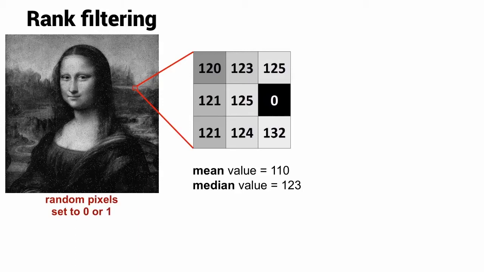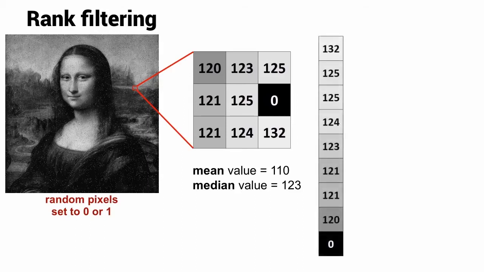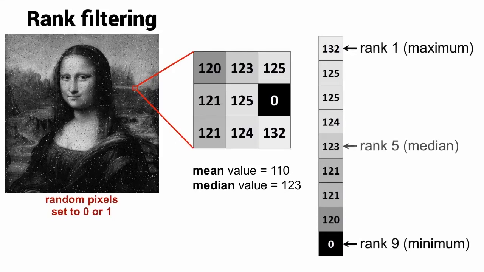How do we compute the median? Well, the simplest way to compute the median is to take all the values within this 3x3 window and stack them up from the largest through to the smallest. We're going to rank them. And the rank number 1 pixel is the maximum value within this window. Rank 9 is the minimum value within this window. And rank 5 is the median value. And the median value is what we're interested in.